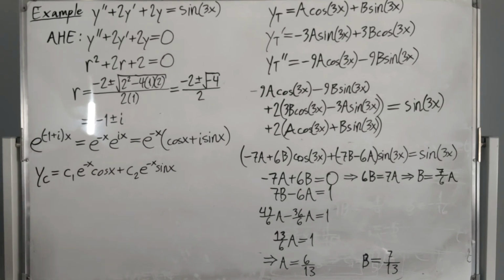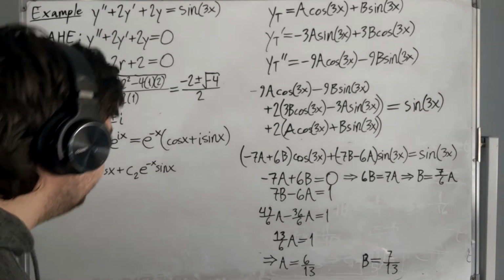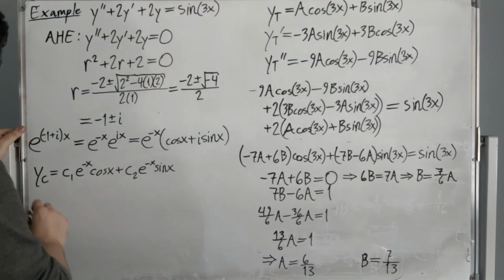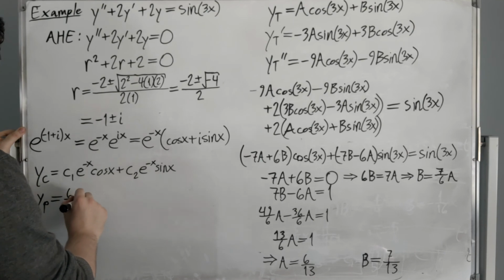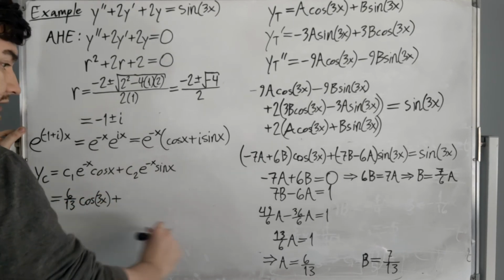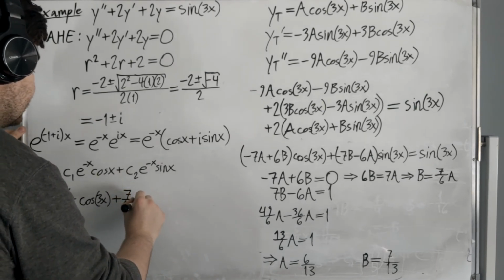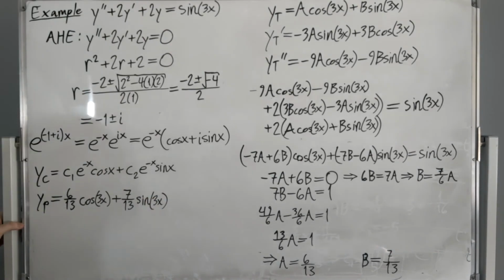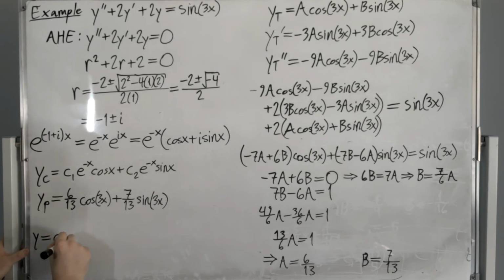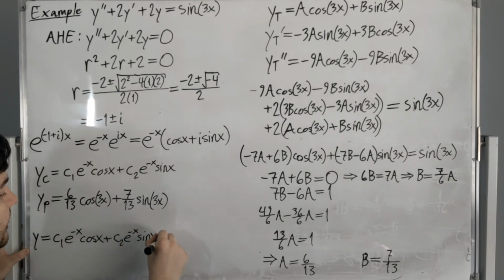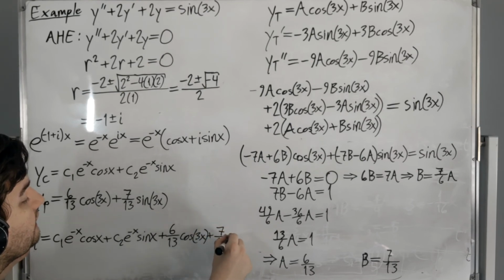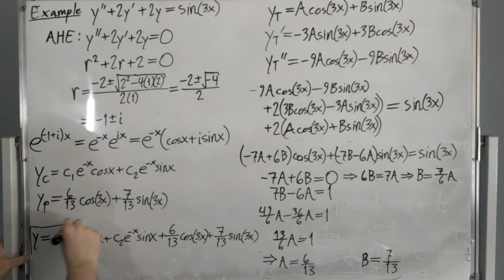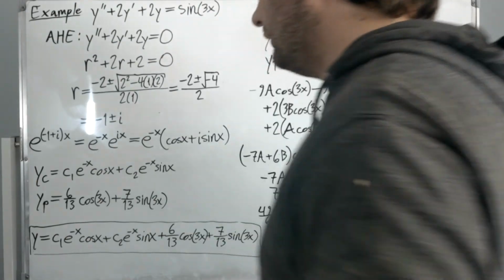Okay. And so from here, first of all, the particular solution is going to be 6 over 13 times cos 3x plus 7 over 13 times sin 3x. We add these together to get the general solution, which is c1 e^(-x) cos x plus c2 e^(-x) sin x plus 6 over 13 cos 3x plus 7 over 13 sin 3x. And that is our general solution.